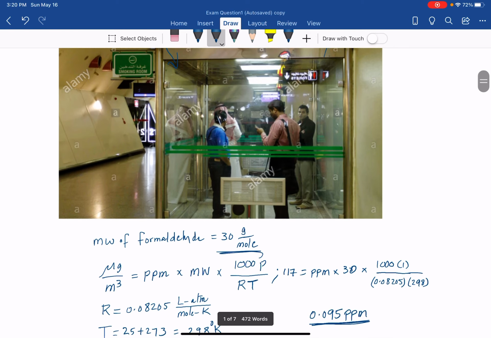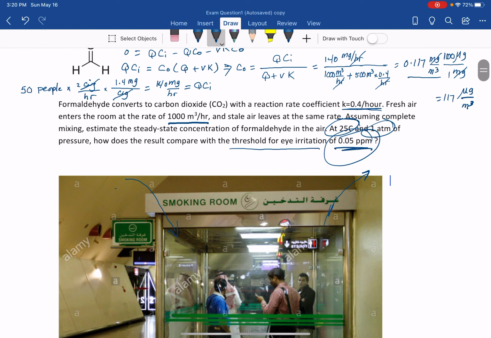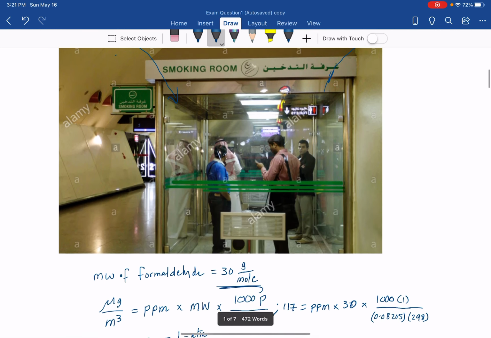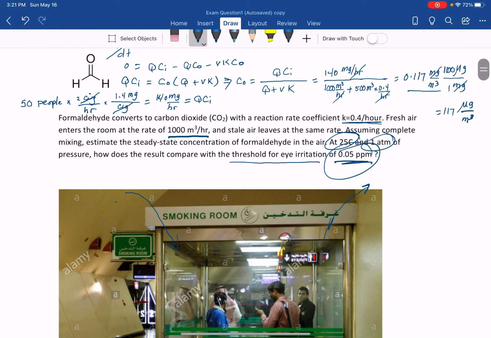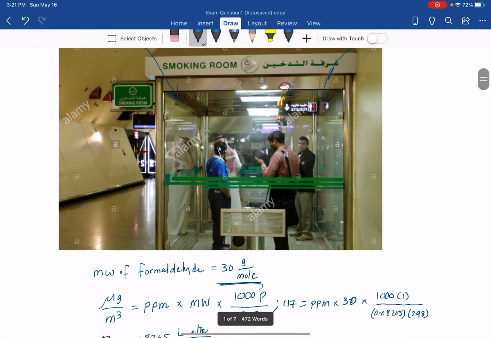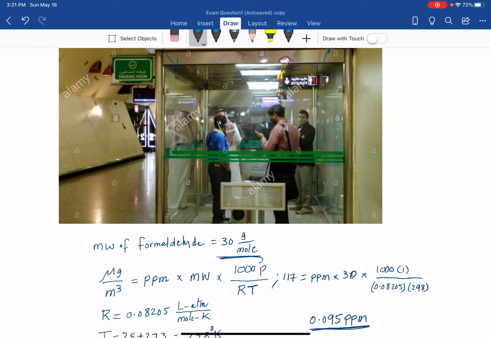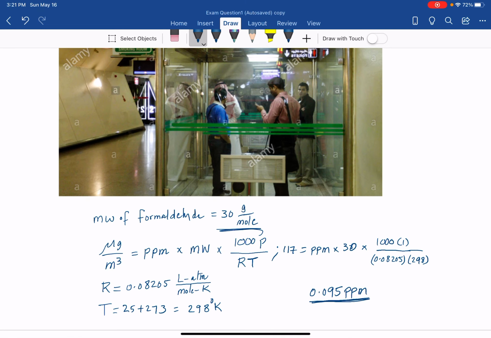0.095. Now, what was the threshold? 0.05. So 0.05 ppm is much lower than the actual concentration of the formaldehyde in the smoking room. It's almost doubled. So you can see that 0.095 is almost 0.1, and here it's 0.05. This is the guideline, the threshold for eye irritation. And for sure, the people inside will start scratching or itching their eyes. So 0.095 is nearly double the threshold of eye irritation.